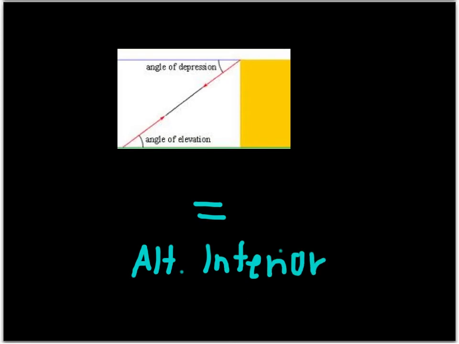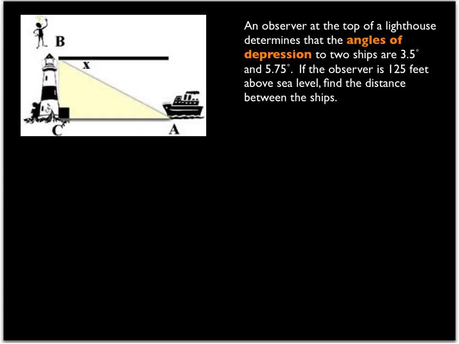And if you have alternate interior angles and the two lines that help produce them are parallel, as they would be here with the ground level and a horizontal, then those alternate interior angles are congruent. Alright, a problem related to that.